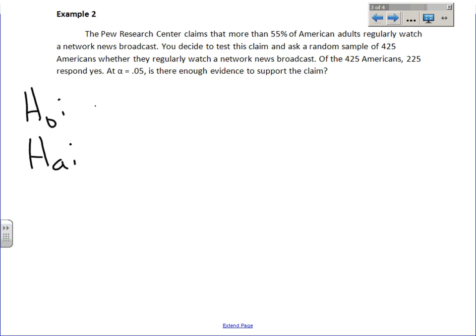So we're going to use p again, right? And so what's the claim here? That more than 55%. So that greater than 55% is going to go where? Somebody kind of already mentioned that it was going to go here, right? Because it was mentioned that it's going to be a right tail. So then less than or equal to has to go there. Okay, and the claim is in the alternate again? Is it? Or you decide to test the claim?